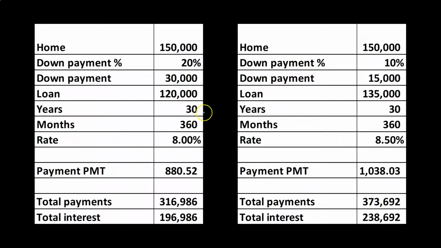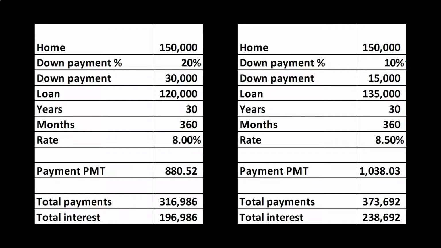We're going to assume this is a 30-year loan. 30 times 12 would be 360. The rate we're going to assume is 8%. Using the payment calculation, we get a payment of $880.82.